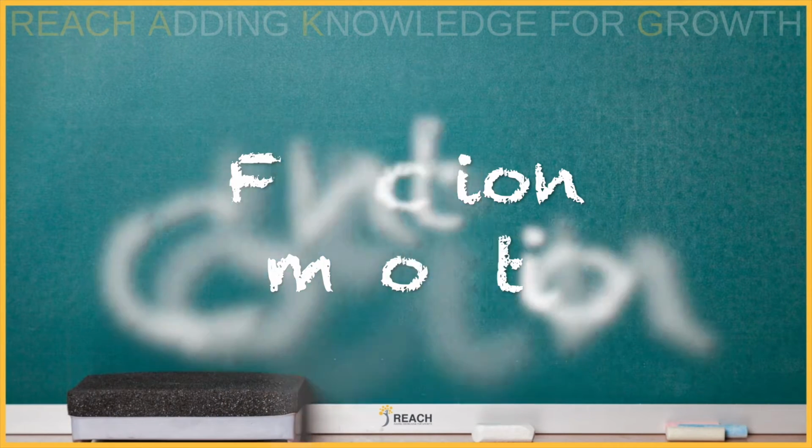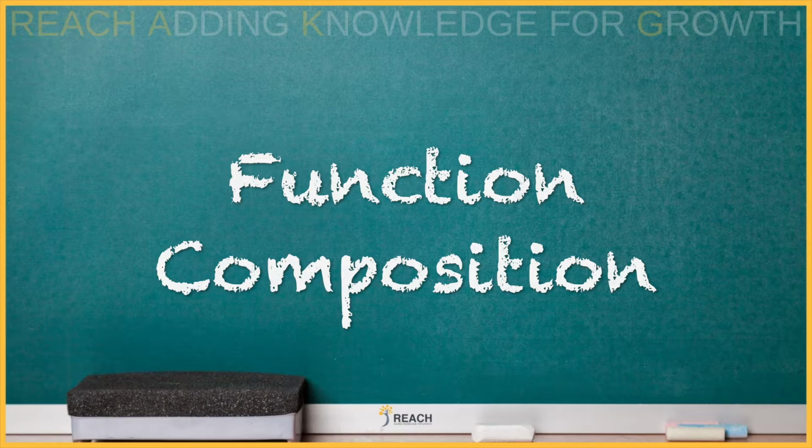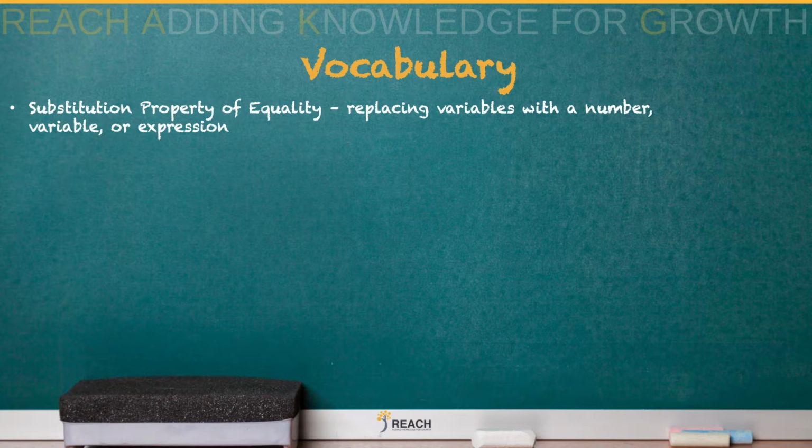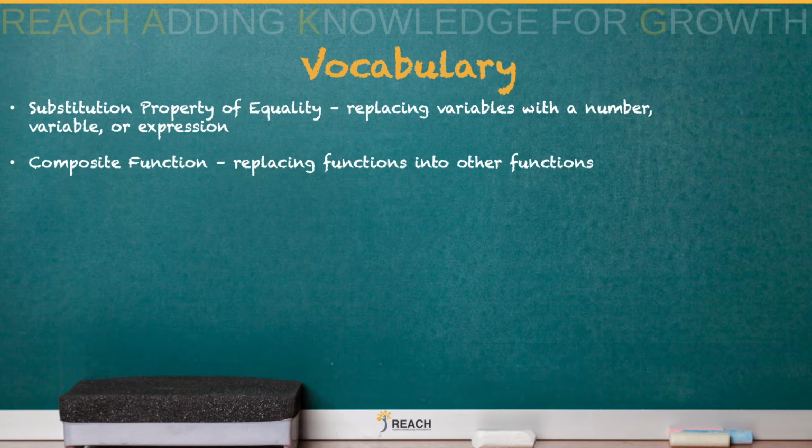And today we'll discuss function composition. All right, let's take a look at some vocabulary. Substitution property of equality: replacing variables with a number, variable, or expression. Composite function: replacing functions into other functions.